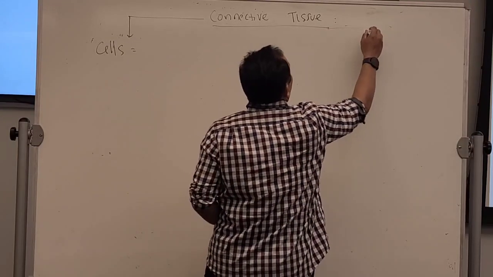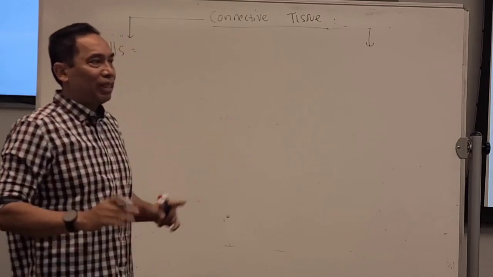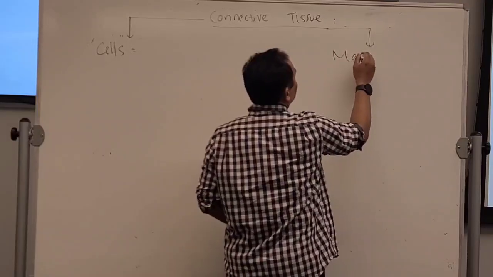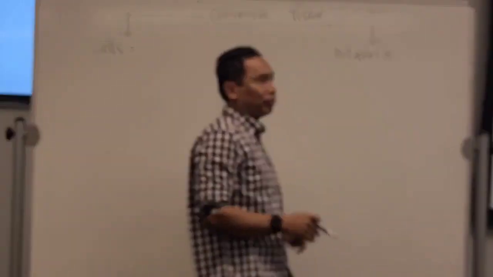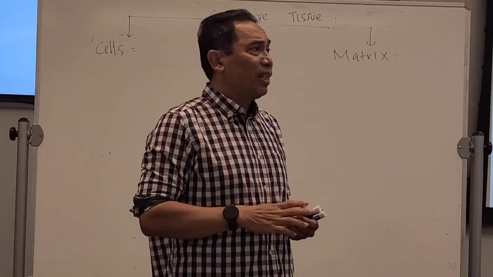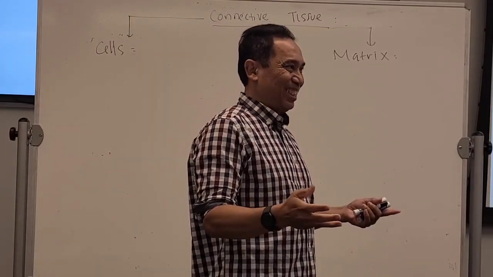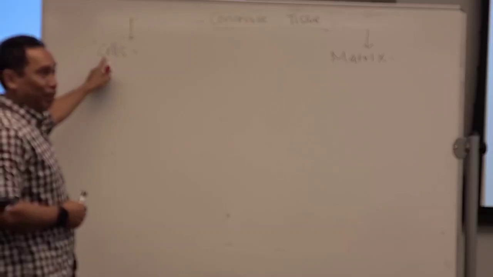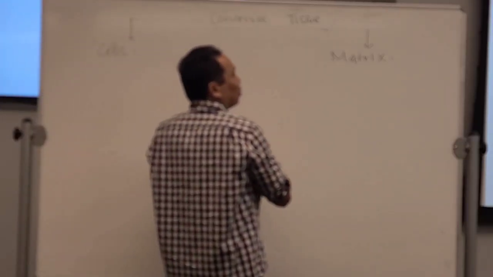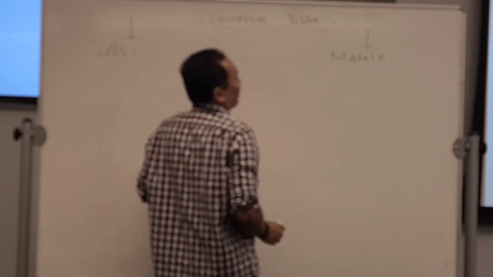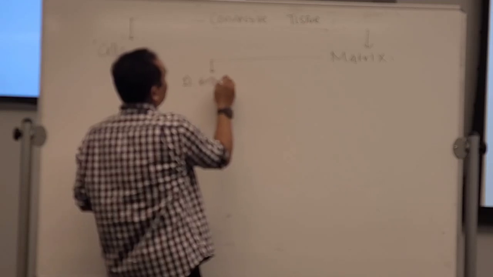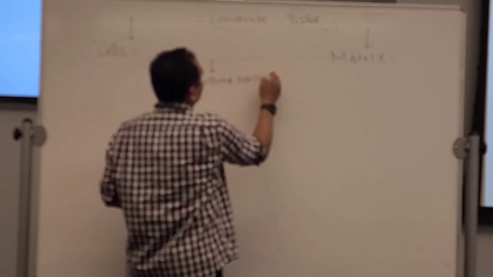And they also have, what is the second part of the connective tissue? Cells and matrix. Yeah, remember, connective tissue has cell and matrix. What is matrix? Matrix is non-living material that is actually produced by the cell itself. So the cell produces matrix. Okay? Cell produces the matrix. And the matrix consists of 2 main components. The first one is called the ground substance.